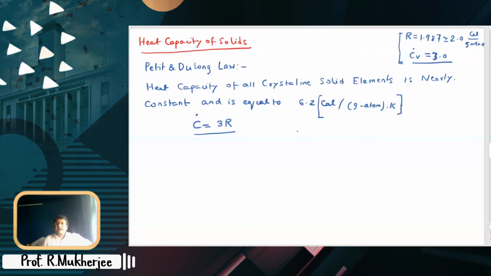Or in other words, what you can write is Cp, which is per unit mass, into the molecular weight or the atomic weight is equal to a constant for all crystalline elements, and it turns out to be equal to 3R. So if you want the value in calorie per gram Kelvin for an element, all you have to do is divide the value 6.2 by the molecular weight or the atomic weight. Is it clear to all?